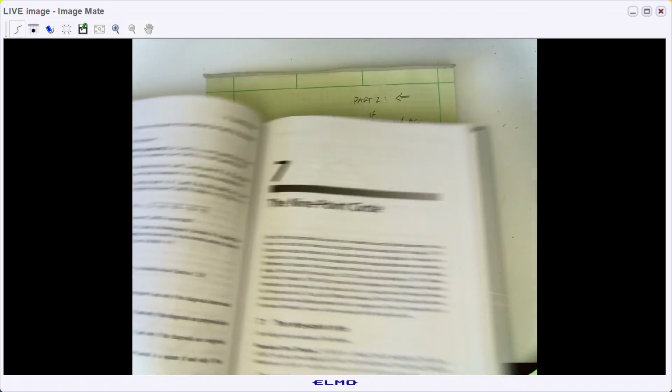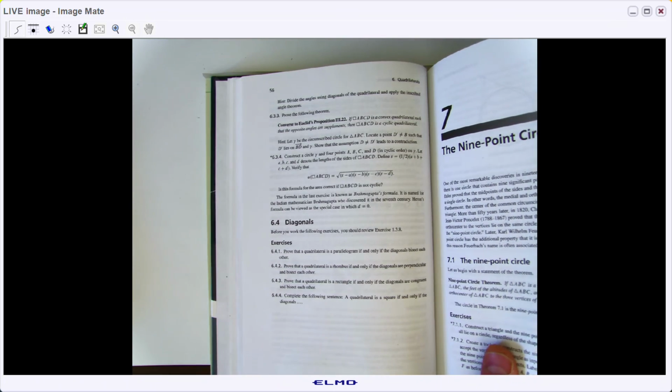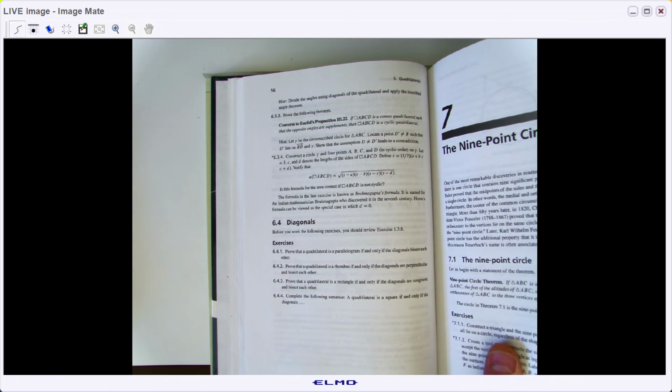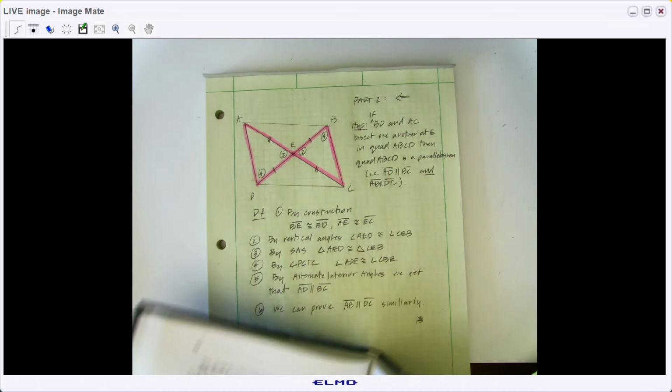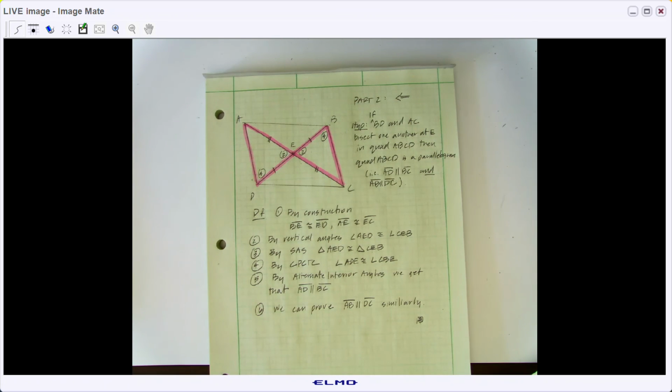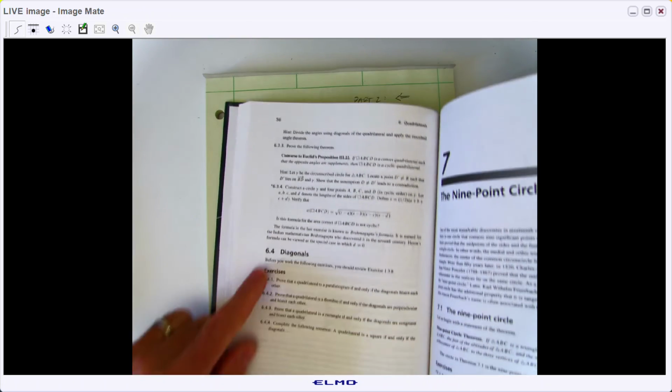But anyway, I hope that gives you a little bit of sense of this example, and of where you're heading in these problems in the book.